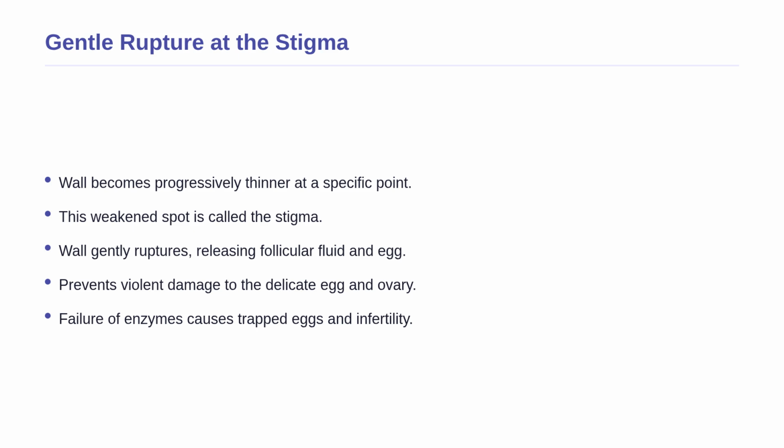The follicular fluid carries the mature egg out safely. This precise, enzyme-driven mechanism is crucial. If the body relied on massive pressure, a violent explosion could severely damage the delicate egg or the ovarian tissue. Understanding this is also vital for treating infertility, as a lack of these enzymes leaves the egg trapped inside the ovary.